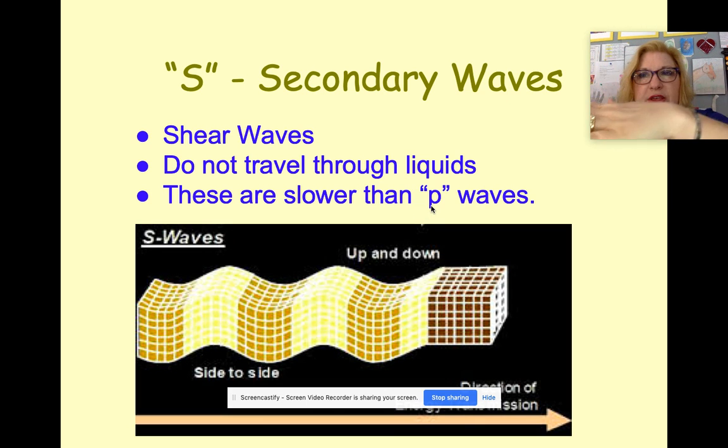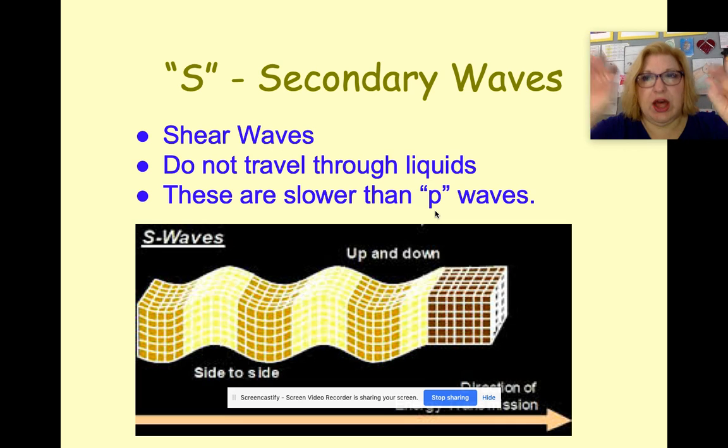S waves are the ones, they're kind of like shear waves that I showed you, that go up and down like this. And they're slower because they're not traveling in a straight line. They're moving up and down. And if you stretch that out, it's a farther distance. Interestingly enough, S waves will not travel through a liquid. They're slower than P waves.